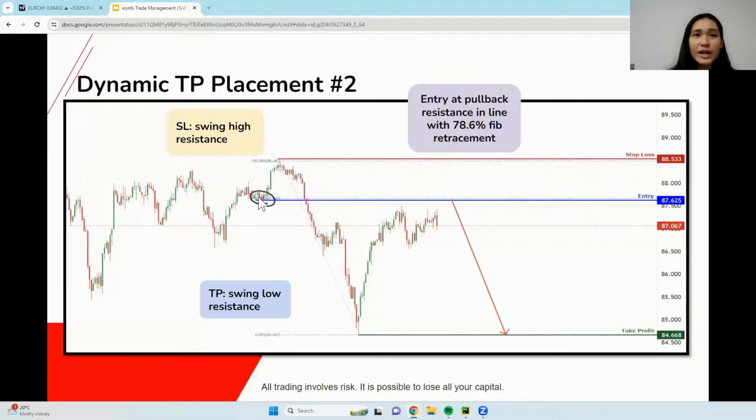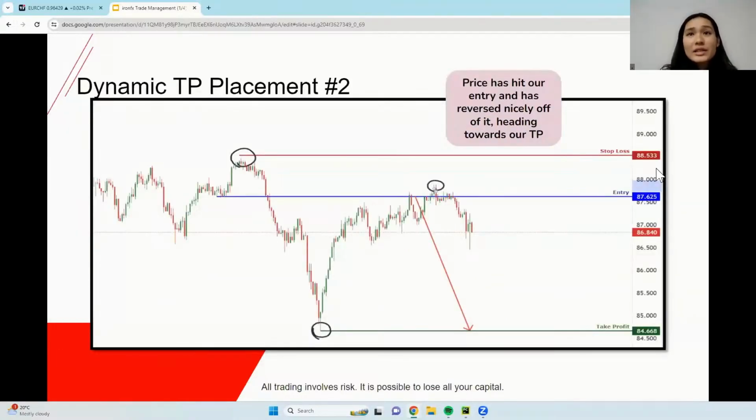So we have a swing low here, right? And price has broken out of this level, surpassed it, and is now heading back to that area. That's basically what a pullback resistance or support level is. So we're expecting price to reverse off of this entry level, and our take profit is at the swing low support at the 84.668 level. Meanwhile, our stop loss is at the swing high resistance over here at 88.533.